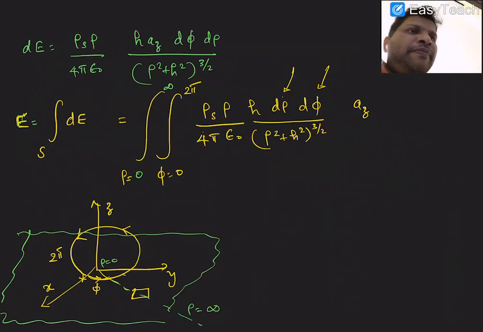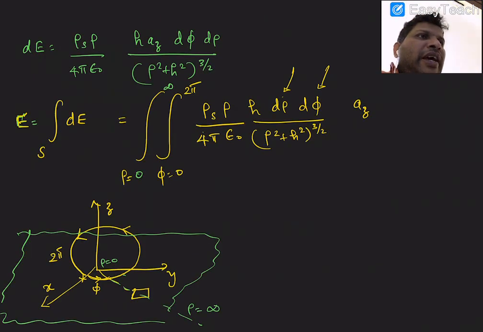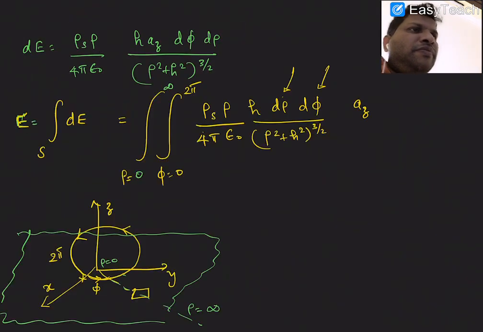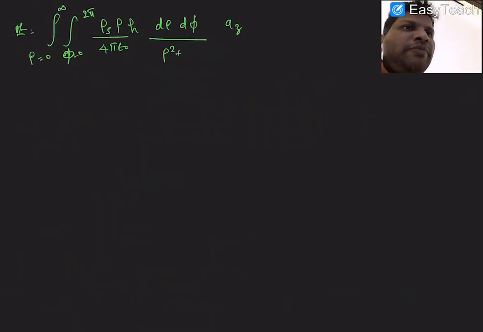So my electric field will be equal to integral from 0 to infinity, and phi changes from 0 to 2 pi. Then I have rho s into rho by 4 pi epsilon 0, then h, then I have d rho d phi, then Az, then divided by rho square plus h square whole power, sorry, not 1 by 2, it's whole power 3 by 2.